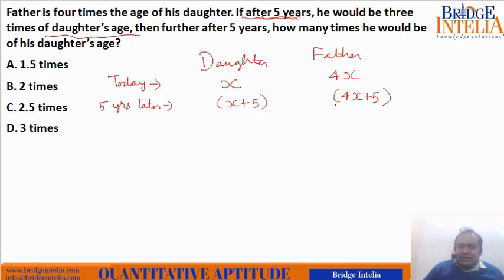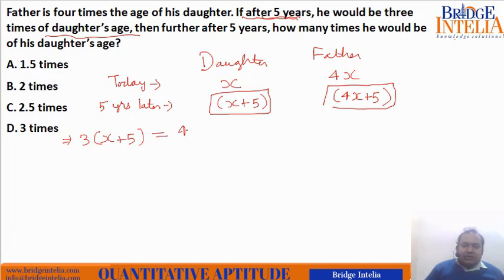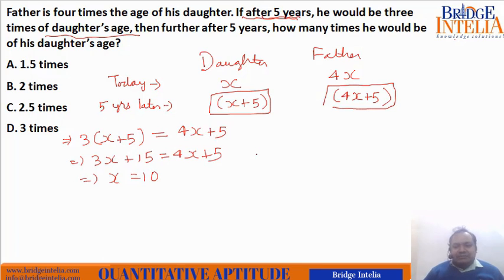So 5 years later, the father's age would be 3 times the daughter's age. So 3 times (x + 5) becomes equal to 4x + 5. If you solve this, 3x + 15 is equal to 4x + 5. From here you can see that x comes out to be equal to 10. So as of now, what is the question? How many times would he be then further after 5 years?